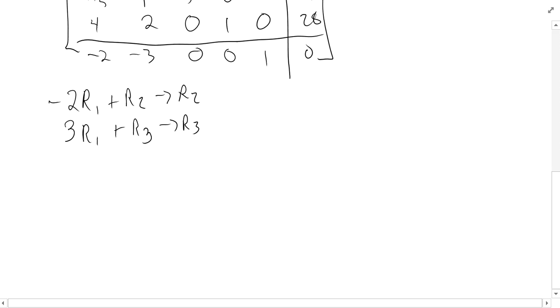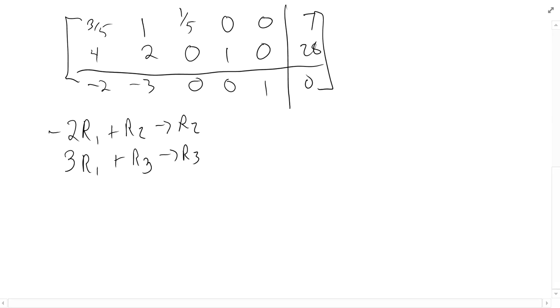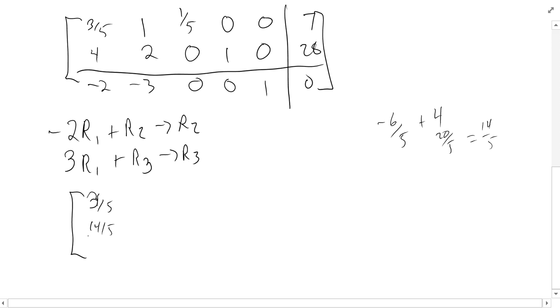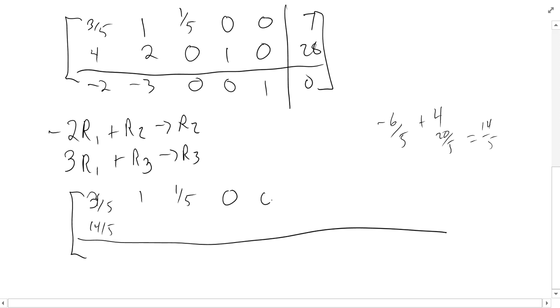So when I do those operations, I've got to keep that on the screen. So negative 2 times 3/5 is going to give me a negative 6/5. I need to add 4 to that. Negative 6/5 plus 4, well 4 is 20/5. And so when I add those two, I should get 14/5 there. I'm going to go to 14/5 on the second row. Actually, the first row is going to stay the same. Let me write that in here real quick.